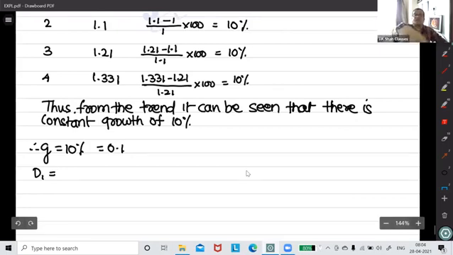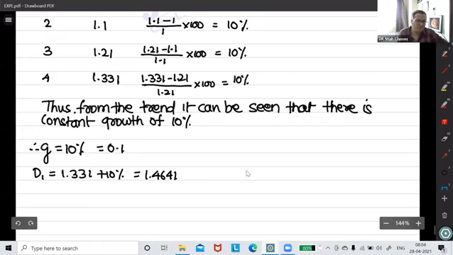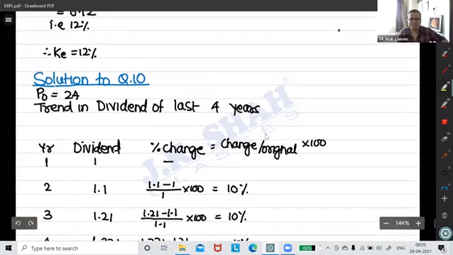Guys, this is the dividend of the last 4 years. So we will need the expected dividend. What is the last dividend that you have? 1.331 plus 10% gave me 1.4641. Now I think we are set. We have all the values. G we have, D1 we have, and P0 we have already written at the top, 24. Right, friends?